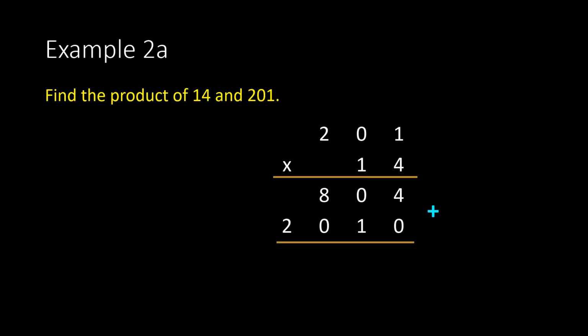Next we add. So 4 add 0 equals 4. 0 add 1 equals 1. 8 add 0 equals 8. And 2 is of course just 2. To give us 2,814.